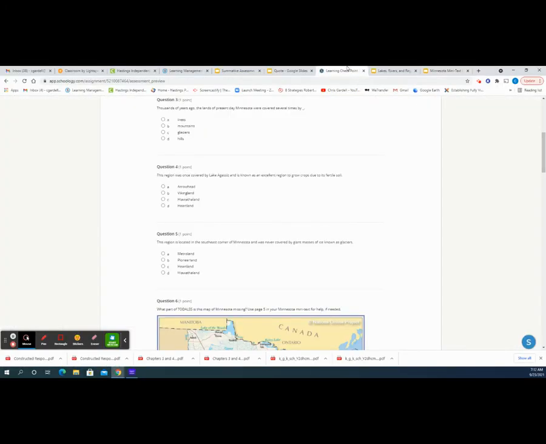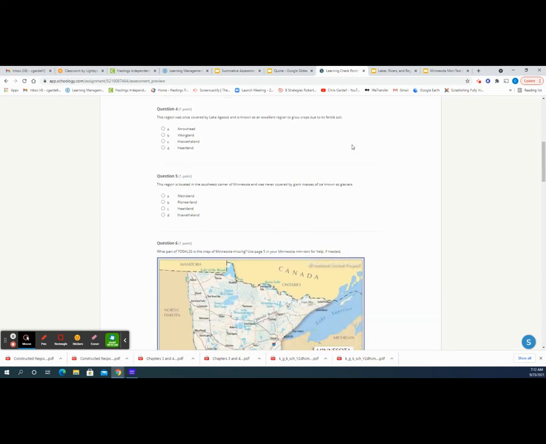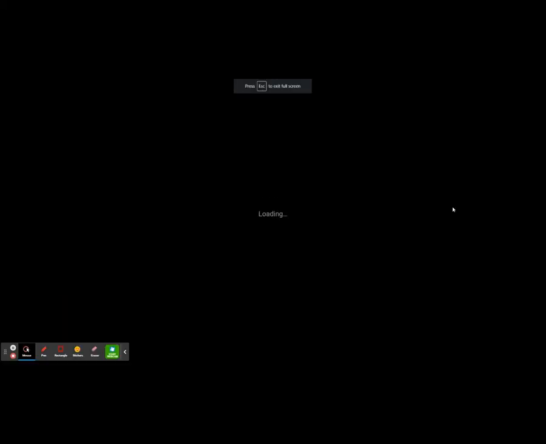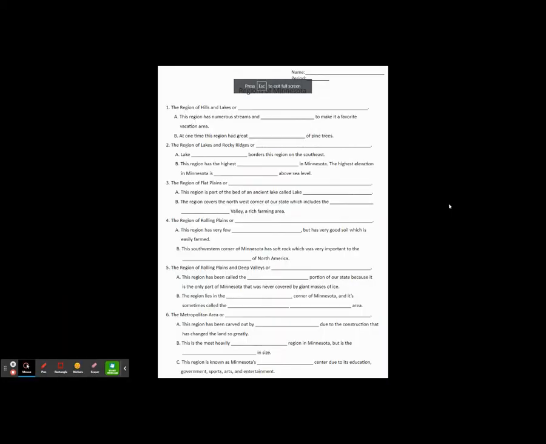Okay. Question number 4. This is a region. This region was once covered by Lake Agassiz and is known as an excellent region to grow crops due to its fertile soil. This time, I want you to pull out your lakes, rivers, and regions of Minnesota, and we're going to focus on the regions. So there are one of two places you can find it.